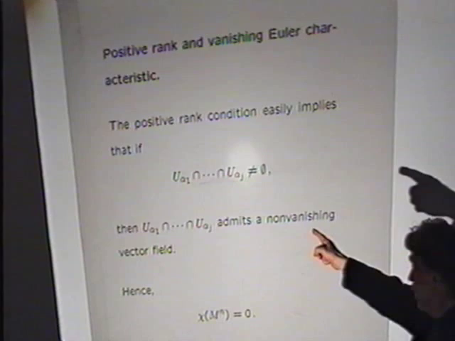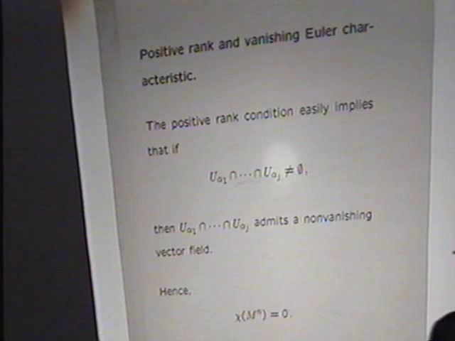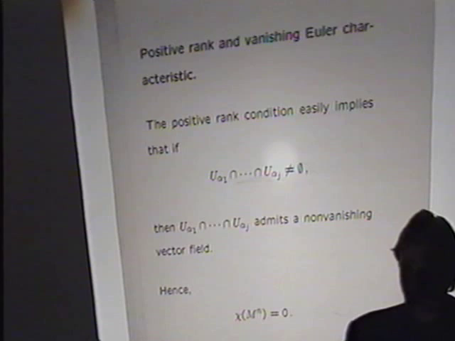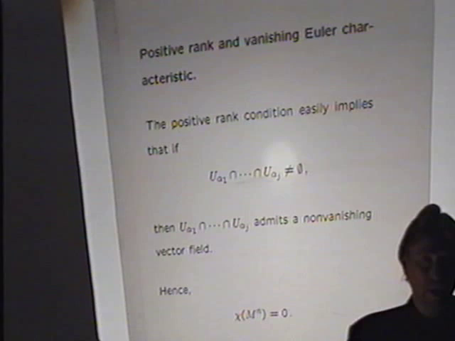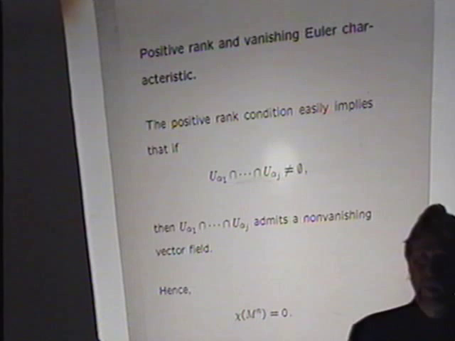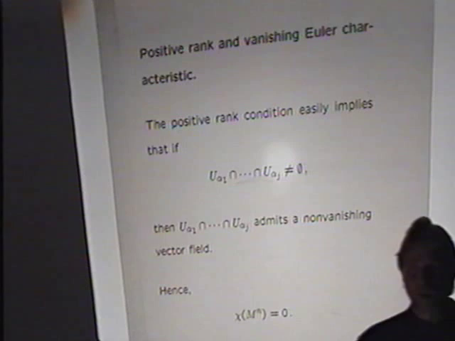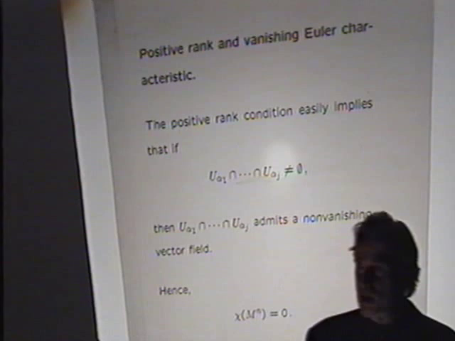Because it has positive rank, you easily find a covering where every element of the covering, and every finite intersection, is preserved by a vector field which doesn't vanish. That comes from the positive rank condition. So now you have a covering where every finite intersection has Euler characteristic zero. When you take the union of two things, the Euler characteristic of the union is the sum minus the Euler characteristic of the intersection. So if you have such a covering, the Euler characteristic of the whole thing will vanish. So even though Chern-Weil theory will obstruct, in general, such a collapse, it is true that the Euler characteristic always vanishes.